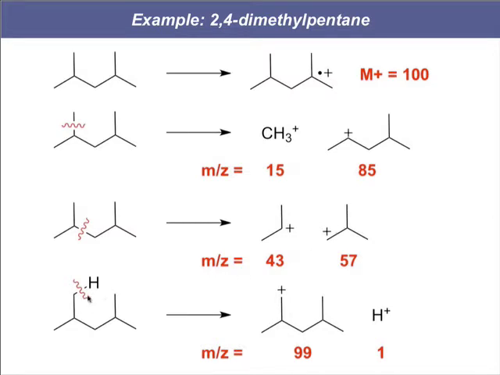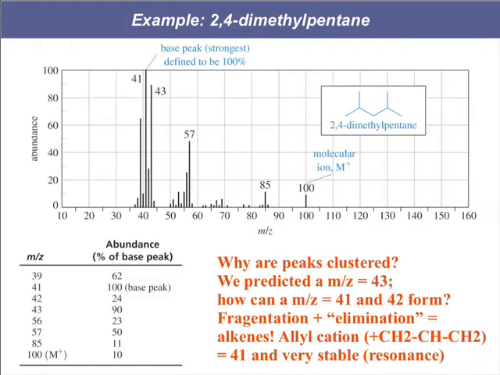We could also fragment off just a hydrogen, either at a primary site or, of course, at the tertiary site, like I showed, which we originally knocked an electron out of from the parent, in which case we would only lose one molecular weight unit. That would be 99 and 1. So these are the fragments that we should expect to see in 2,4-dimethylpentane. Let's take a look and see what we actually have.